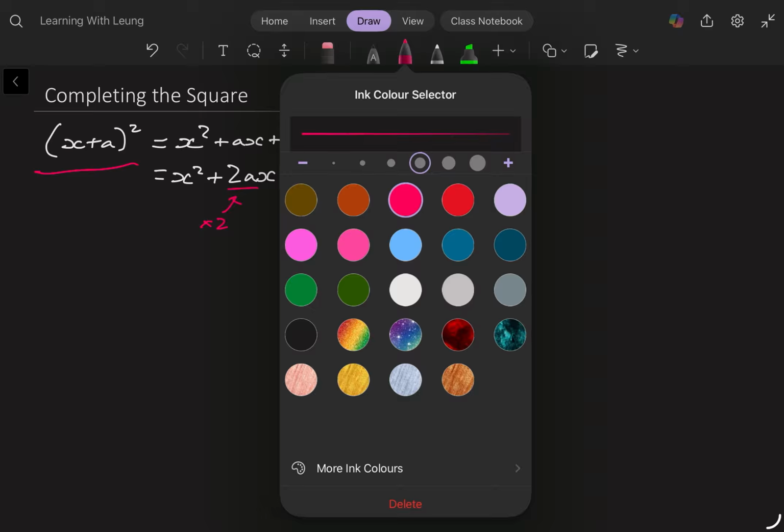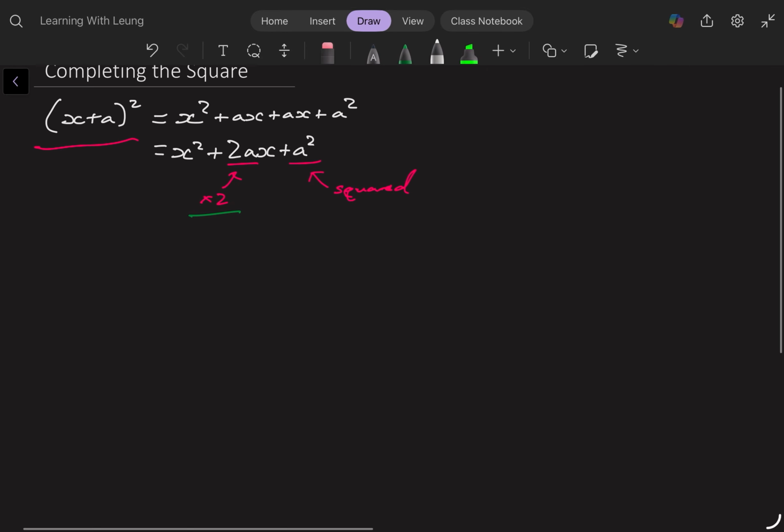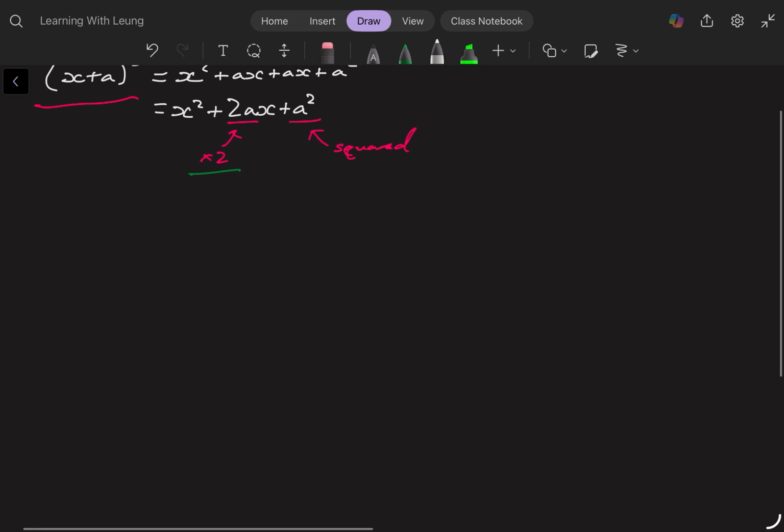And we're really going to rely on this fact right here, that the middle term can tell us what a is, as long as we take the number in front of x and we just divide it by 2. So how does that look in practice? Well, let's do two examples.